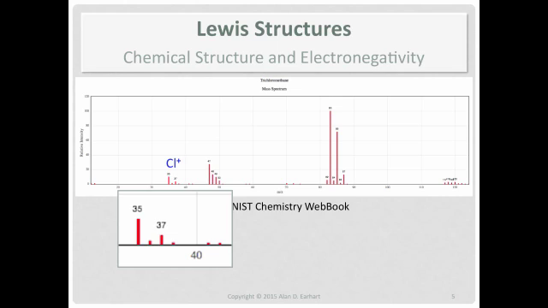And you can see here, we've got the two main peaks, 35 and 37, and that corresponds to chlorine 35 and chlorine 37. The chlorine 35 isotope has a percent abundance a little under 76%, while the chlorine 37 isotope has a percent abundance a little bit above 24%.